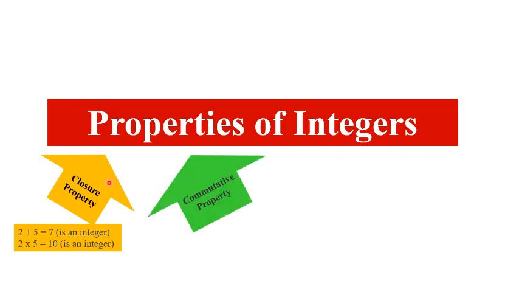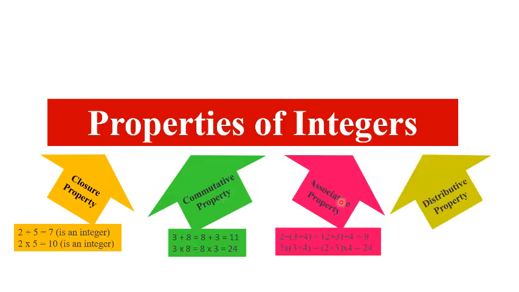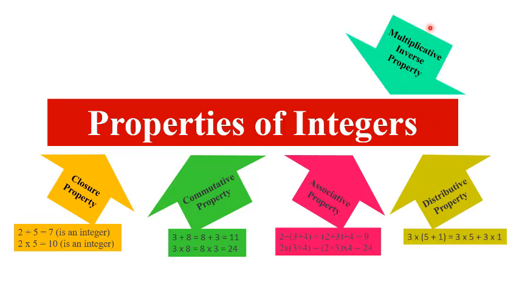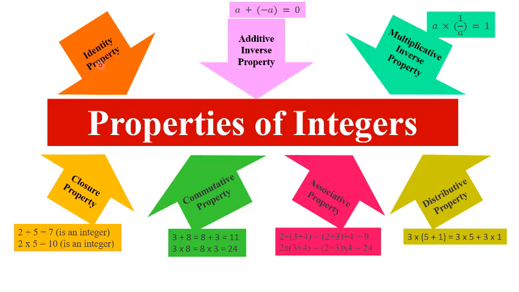These are closure property, commutative property, associative property, distributive property, multiplicative inverse property, additive inverse property, and identity property.